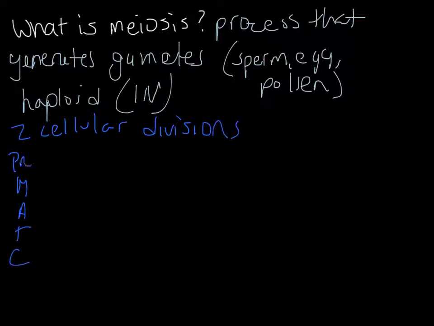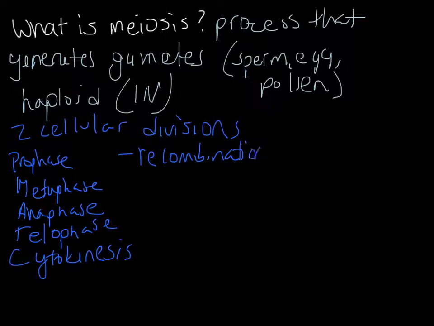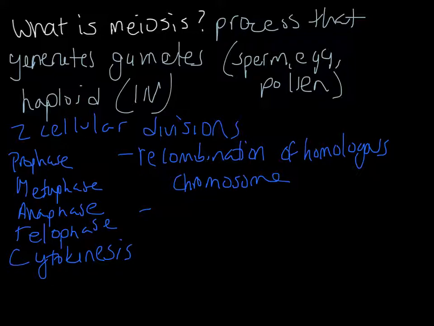And remember, starting with prophase, metaphase, anaphase, telophase, and cytokinesis, which occurs last. There are again two cellular divisions. The big focus we have is recombination of homologous chromosomes. You can mix up traits to generate something new. And that's the big thing about meiosis and sexual reproduction: it creates new things.